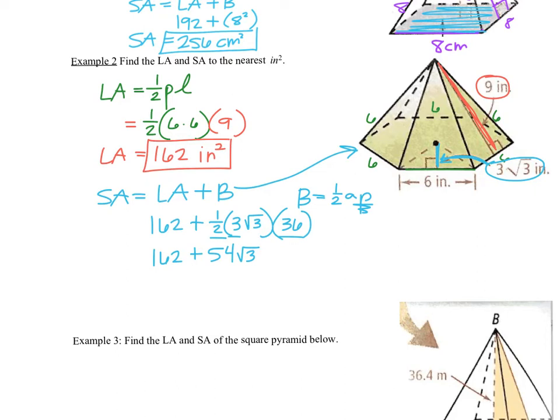So if this is your setup, 162 plus 54 rad 3, you can just plug that into your calculator and you get, to the nearest square inch, it said. So it comes out to 255.53. So to the nearest square inch, this would be 256 square inches.